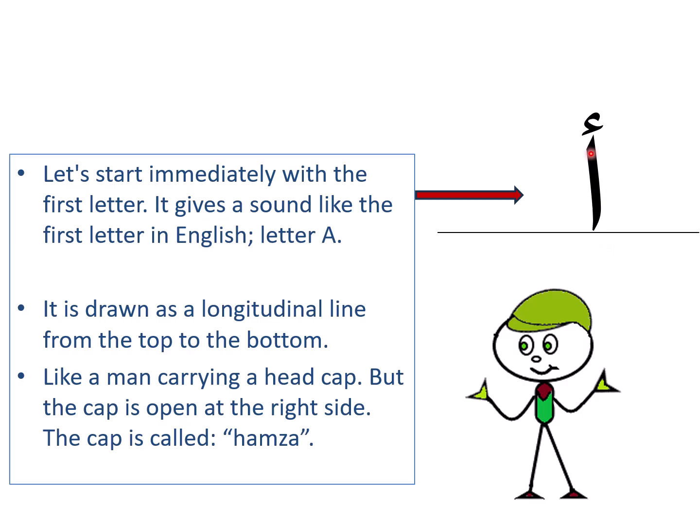It is drawn as a longitudinal line from the top to the bottom. Okay, and it has a head on its top or a cap on its top, open from the right side. The cap is called Hamza. Sometimes we write Alif just the line, and sometimes we write it with the cap.